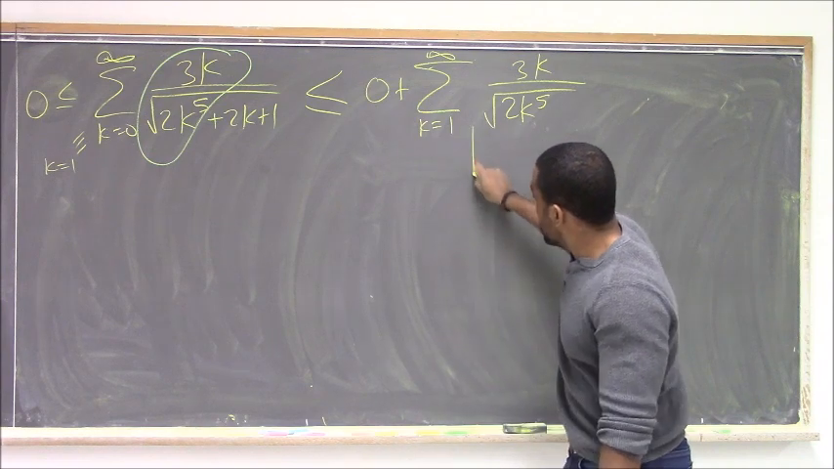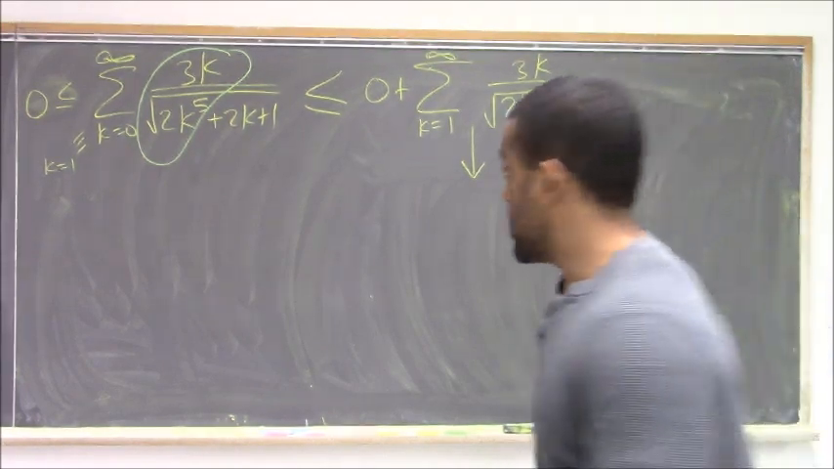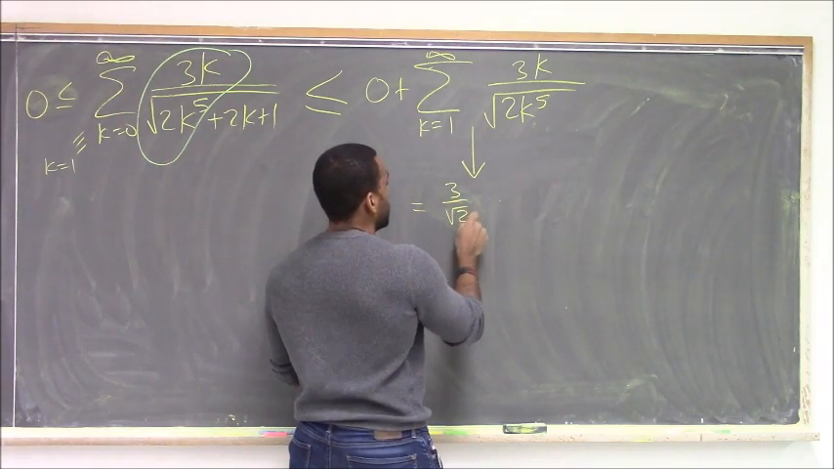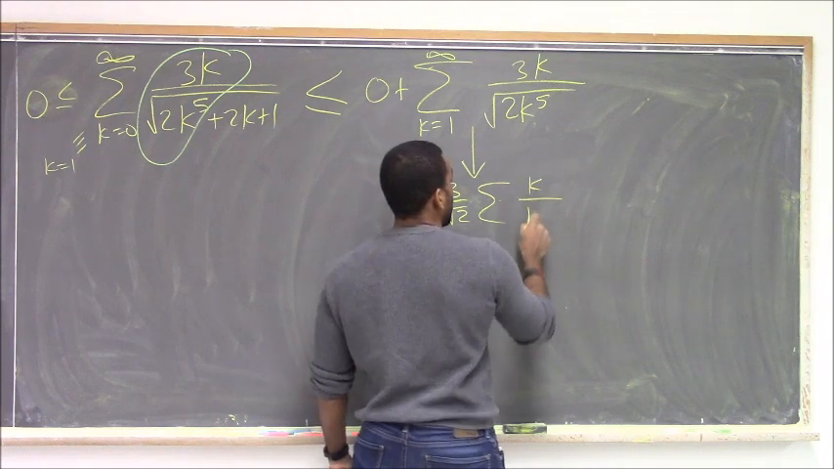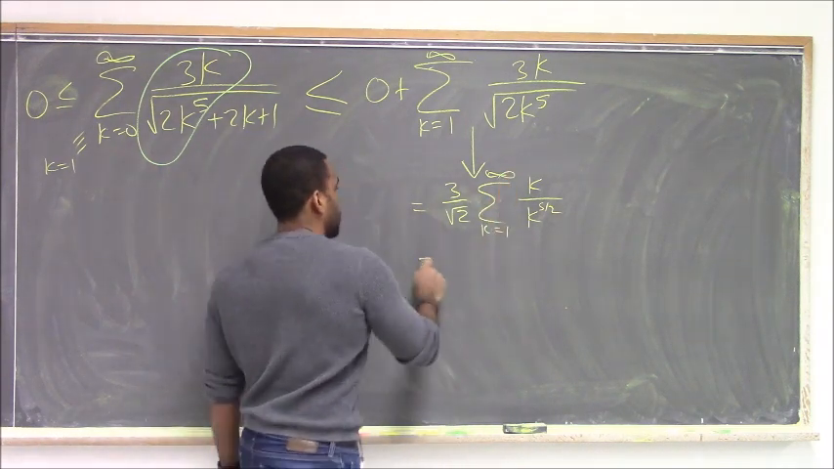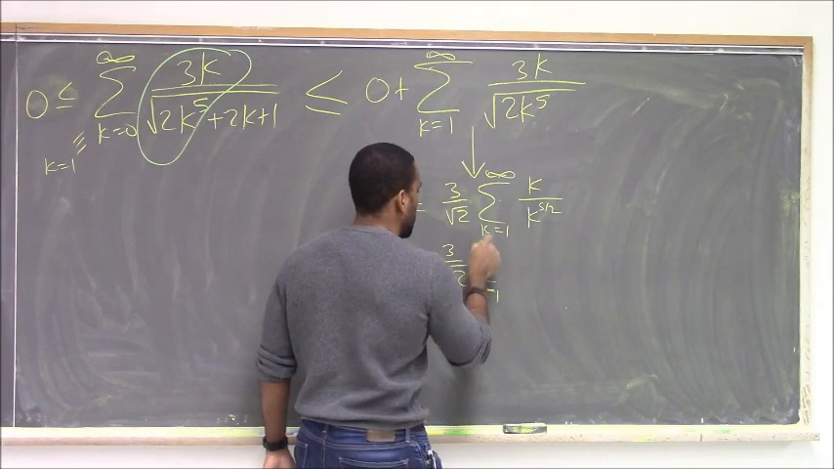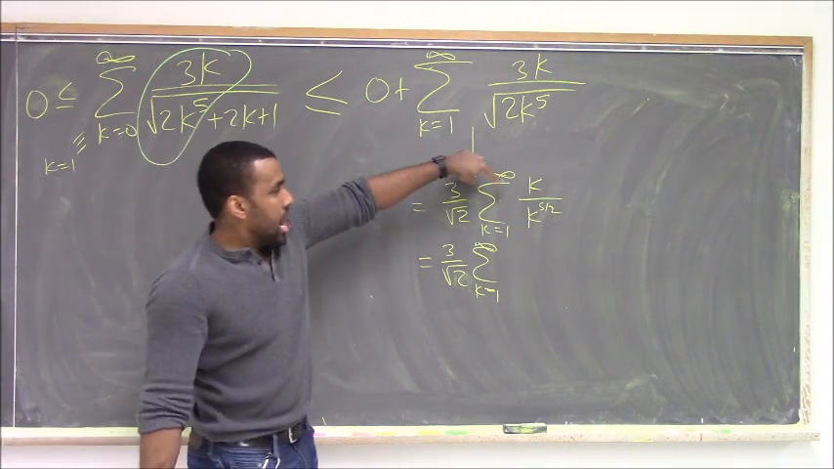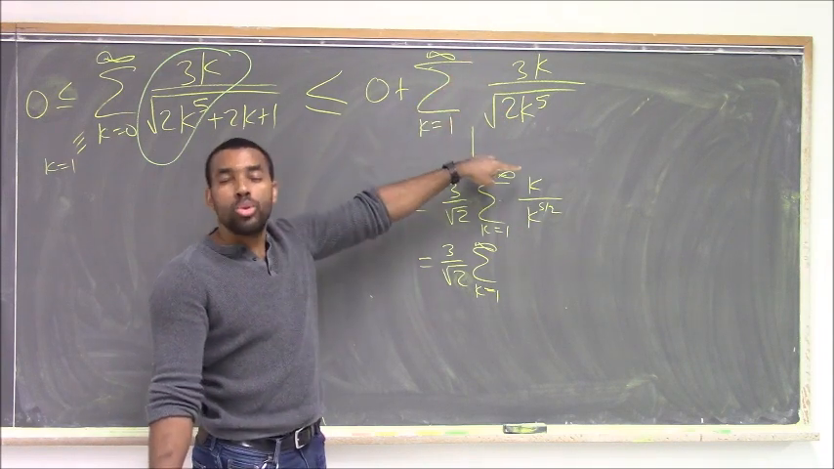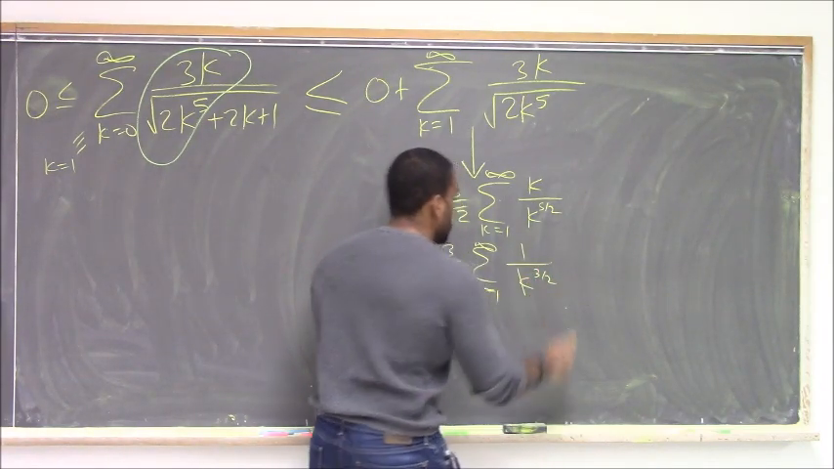Now, what can you tell me about this series? That's right, it is a P series. So this is equal to, well, I can factor out the 3 over radical 2, and this is going to be k over k to the 5 over 2. What you'll notice is I can simplify this by saying it's k to the 1 minus 5 over 2 in the power. So this is 2 over 2 minus 5 over 2, you get minus 3 over 2. Or in other words, this is 1 over k to the 3 over 2.